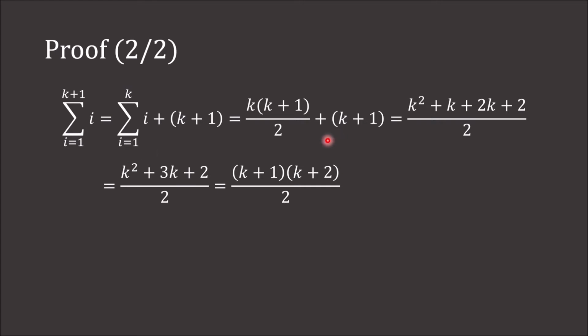Well, now we have to add the fractions together, so the common denominator is 2. So it'll be k squared plus k, then plus 2k plus 2, all over 2. This becomes k squared plus 3k plus 2 all over 2. And then from algebra, we can see that this factors to (k plus 1) times (k plus 2) all over 2. And typically, we would stop there. That would be the end of the proof.